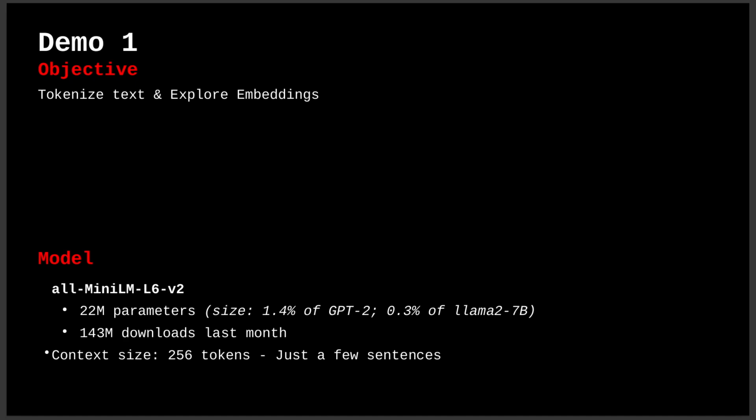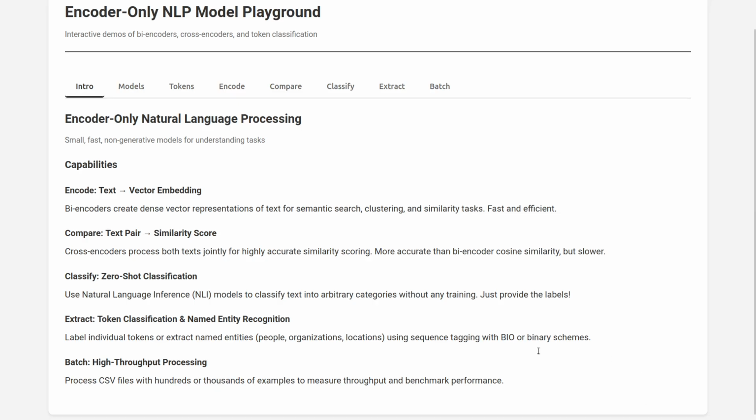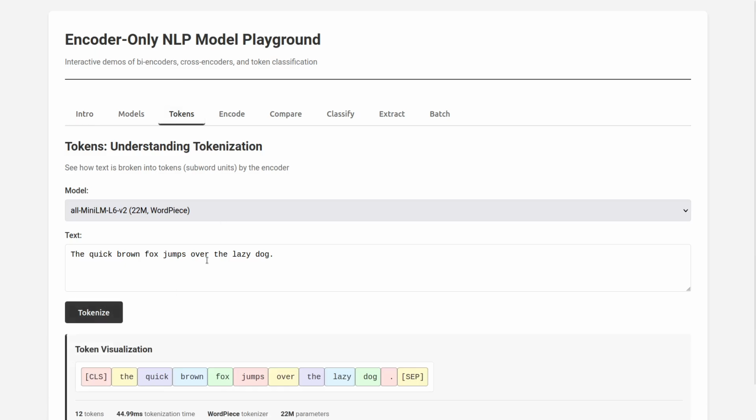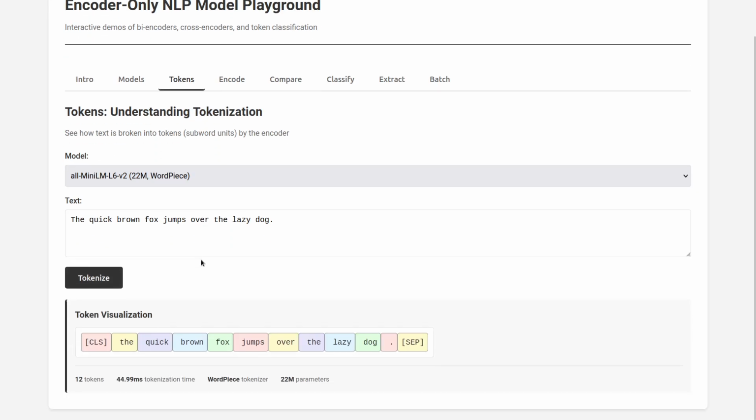Squint your eyes. It's going to be bright white. Okay, so here's my little playground that we're going to go through these different steps and do all the different demos. What I wanted to put in here is first we're going to tokenize it. And you can see the way it breaks up your sentence.